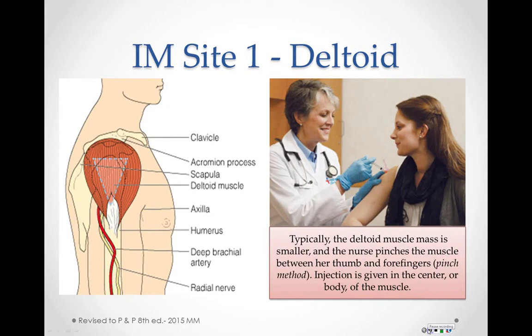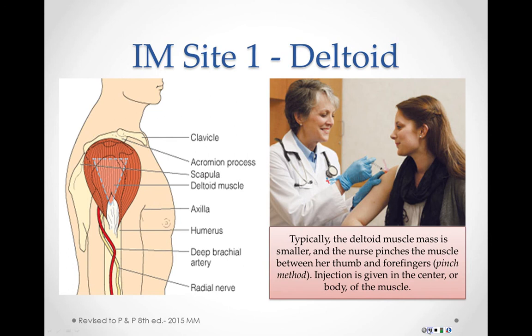There are 3 intramuscular sites from which to choose when giving an IM injection. When locating intramuscular sites, the nurse uses underlying bony landmarks to zero in on the body of the muscle. IM site number 1 is the deltoid.